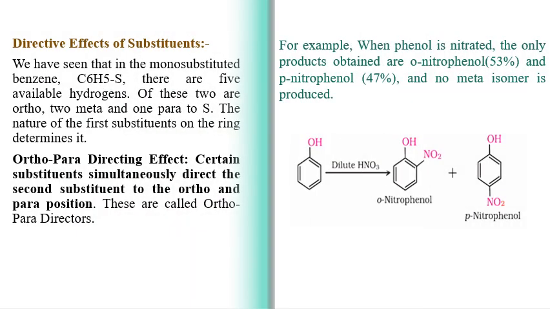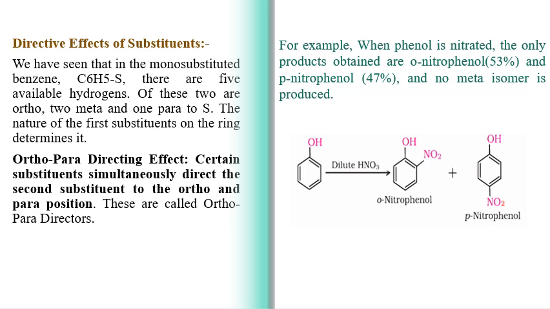Then what is meant by directive effect of substituent? We have seen that in monosubstituted benzene, there are 5 available hydrogens. Of these, two ortho positions are available, two meta positions are available, and one para position is available for the substituent. So the nature of the first substituent on the ring determines it.